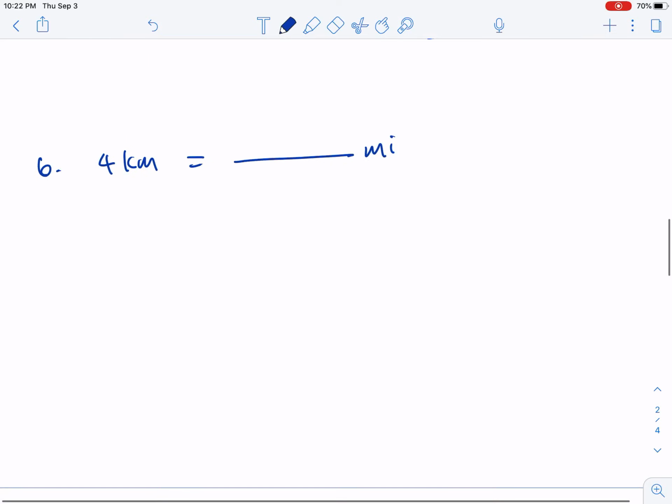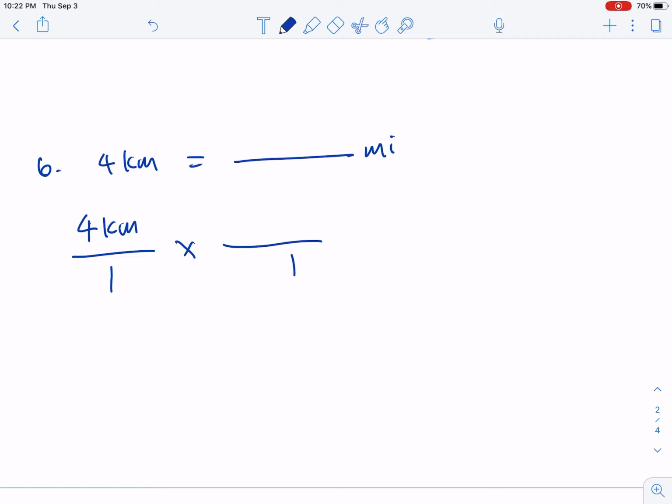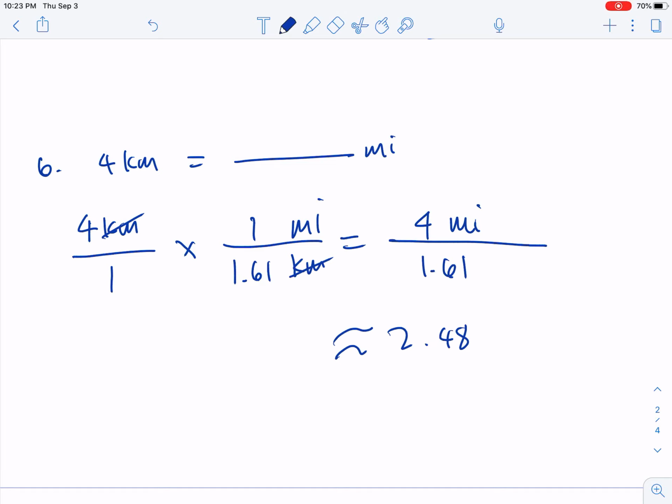Lastly, we have 4 kilometers is how many miles? So again, 4 kilometers divide by 1 and then multiply by the conversion factor. Ayaw natin ng kilometers, so lagay natin ng kilometers sa denominator. Miles yung nasa numerator. And 1 mile is 1 and 61 hundredths of a kilometer. And then multiplying, we have 4 times 1 is just 4. Tapos makakancel ito. And then 4 times 1 mile is just 4 miles. And the denominator is 1 and 61 hundredths. And dividing, we have, it's around 2 and 48 hundredths kilometer.